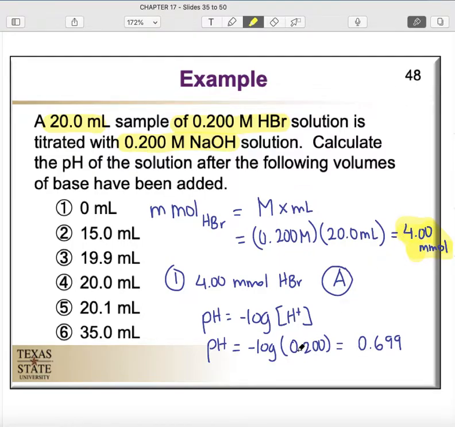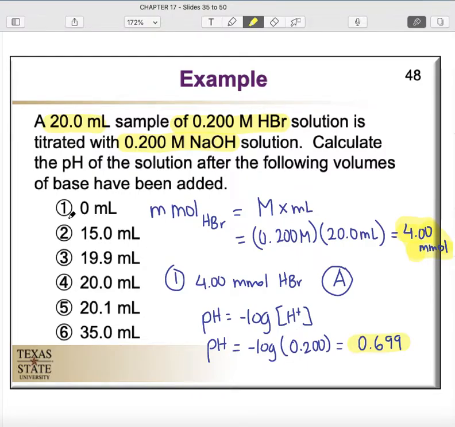Significant figures: remember that if you're starting with 3 significant figures on your concentration, then your pH needs to have 3 digits after the decimal point, and that's what we have. As a check, notice that we have a very low pH, which would make sense for a fairly concentrated, strong acid solution.